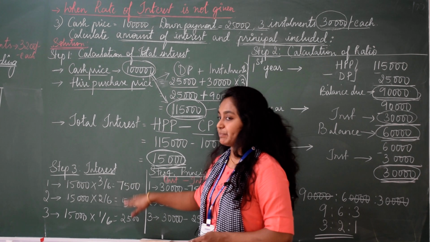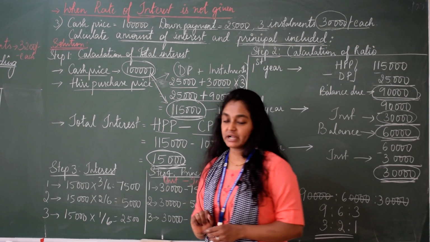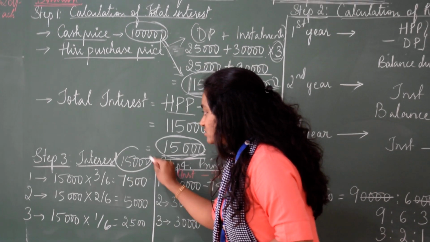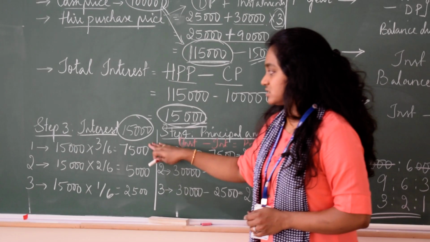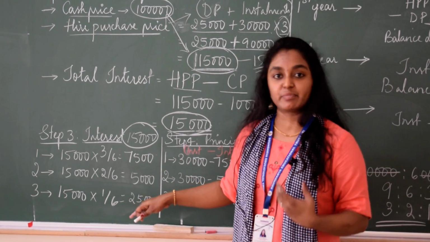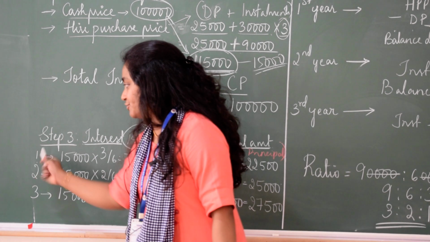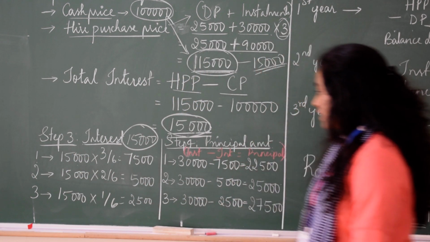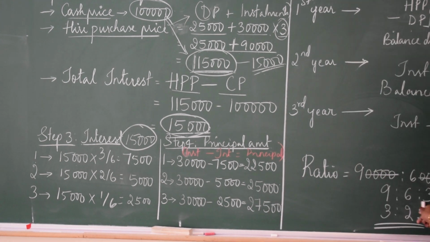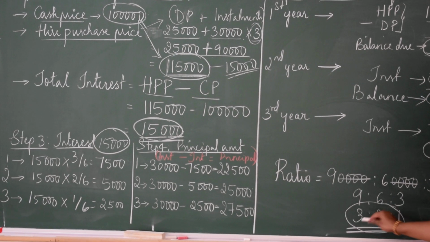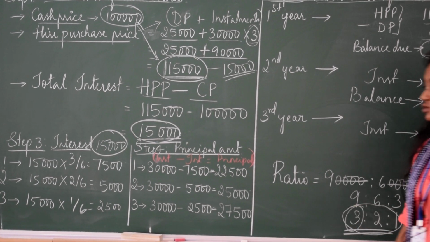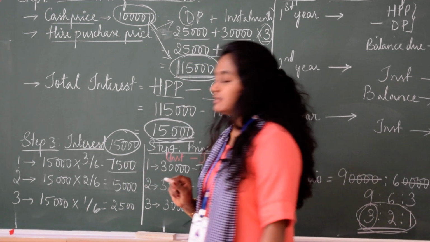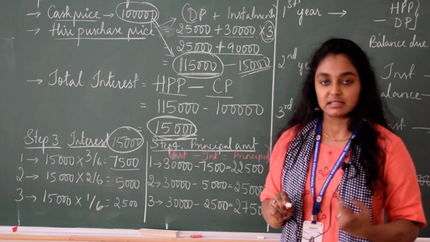So coming to the step 3, that is interest. We have already seen total interest is 15,000 in the previous step. This 15,000, how do I allocate in each year becomes important. So first year, if you consider, first year 15,000 is the total interest. On that, consider this ratio now. This ratio is 3:2:1. First year you are paying 3 alone. So 15,000 into 3 divided by 6, you will be amounting to 7,500 amount of interest in the first year.